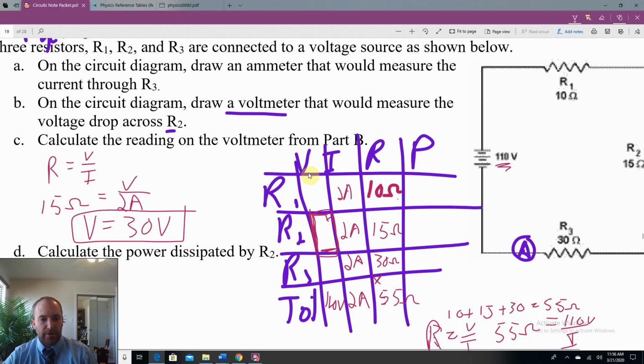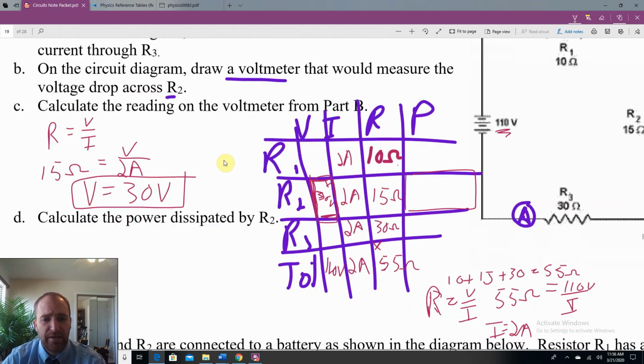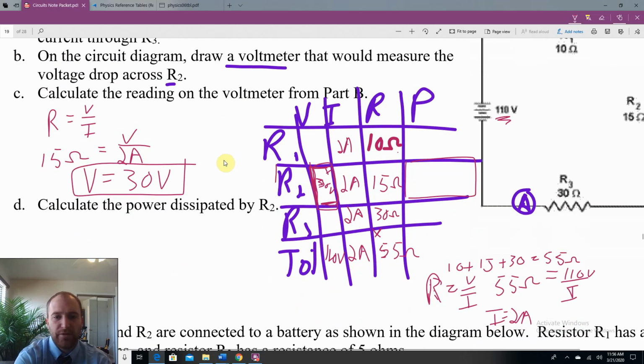Now, calculate the power dissipated by R2. So this is 30 volts. R2 is again this device right here. For the power, I don't ask for that very often, but it's going to be the same idea. We are just going to stay in that row, meaning we're using this R2 row right here. Look at your power equations and find one that'll work. And really, since we know everything about R2, all of them should work.